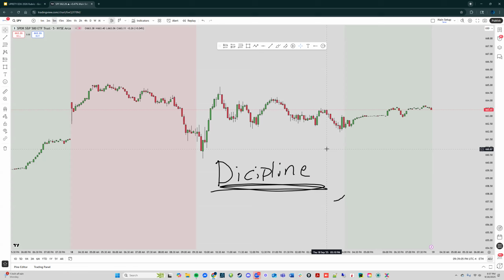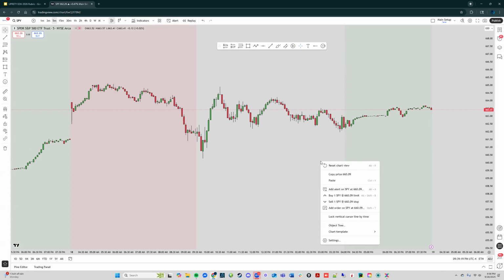A lot of you guys, I see you guys having very, very itchy trigger fingers, okay? Your discipline is not built yet. You need to set hard stops. If that means it's going to hit your stop loss, that's fine. Okay? Now let's talk about scaling.